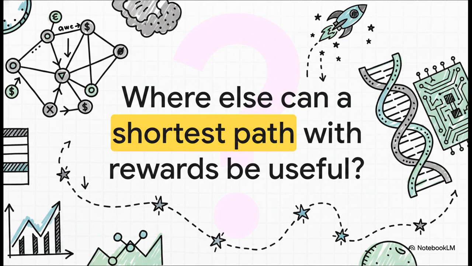So I'll leave you with a little something to chew on. We've hit on maps and finance, but this core idea of finding the shortest path with rewards, that's a really powerful concept. So where else could you use it? In biology? Game design? Social networks? Where else might you need to find the optimal path when some of the steps along the way actually give you something back? It's pretty fun to think about.